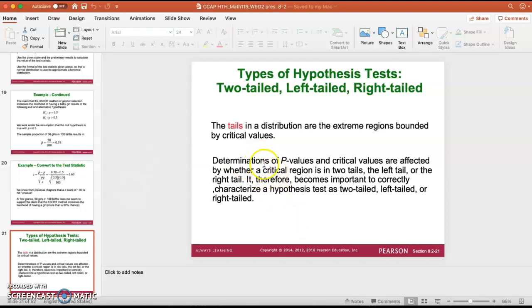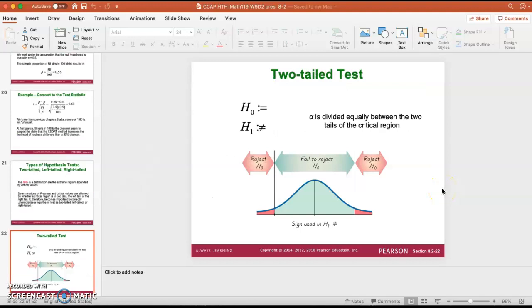And determinations of p-values and critical values are affected by whether a critical region is in two tails, the left tail, or the right tail. It therefore becomes important to correctly characterize a hypothesis test as two-tailed, left-tailed, or right-tailed. And those are based on not equal to, less than, or greater than claims, which we'll see with some more illustrations here.